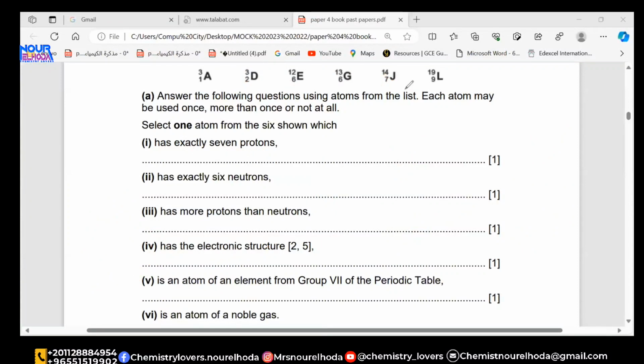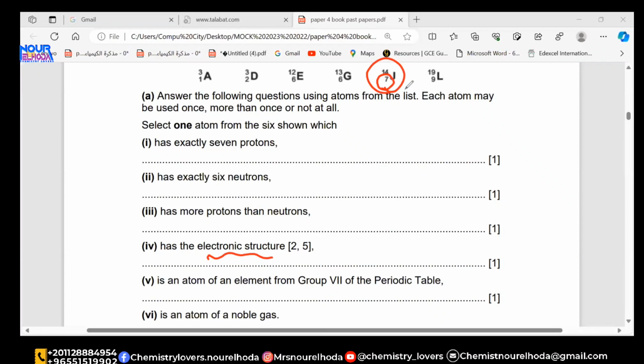Electronic structure. We have more than one word: electronic structure, electronic configuration, number of shells. Exactly, how the electrons are distributed inside my atom. Sometimes students don't know what I mean by this. So electronic structure is the same as electronic configuration. It is how the electrons are distributed. Which one did you choose? You chose J. Why J? Because the small number for J is 7, so it's 2, 5, correct.